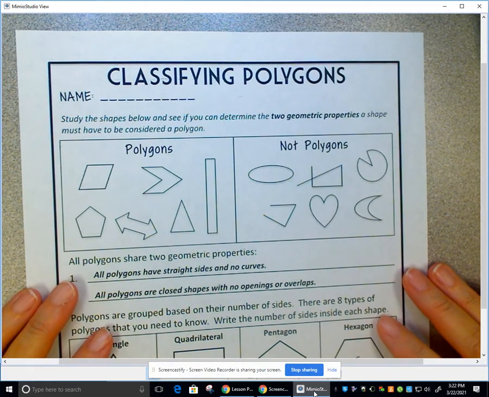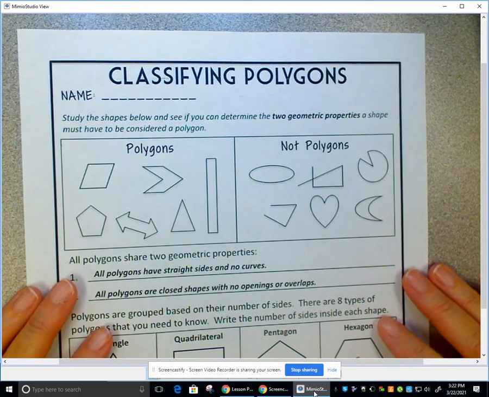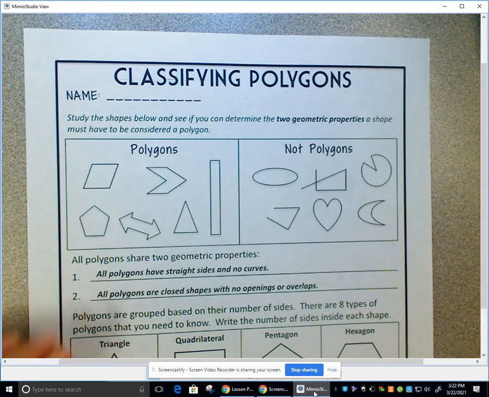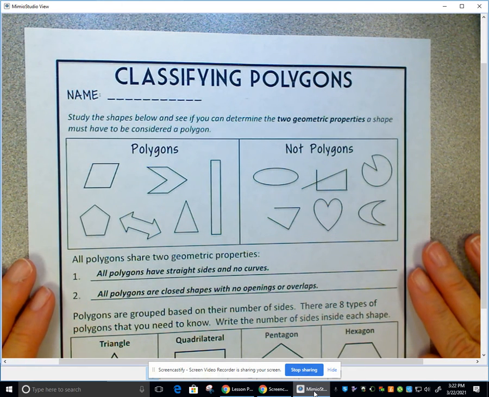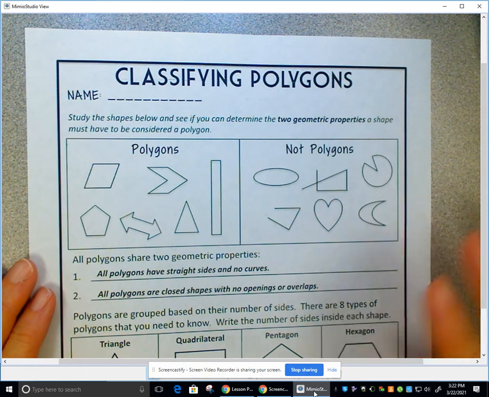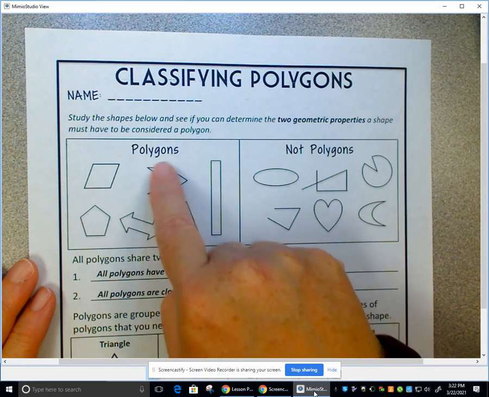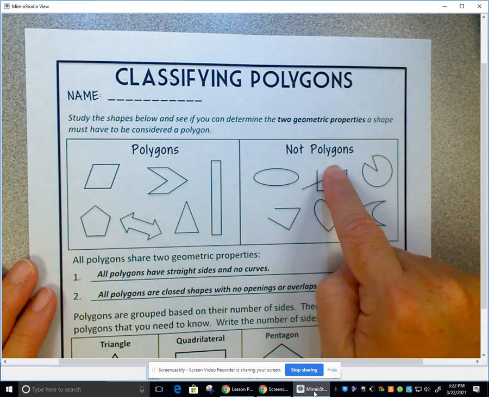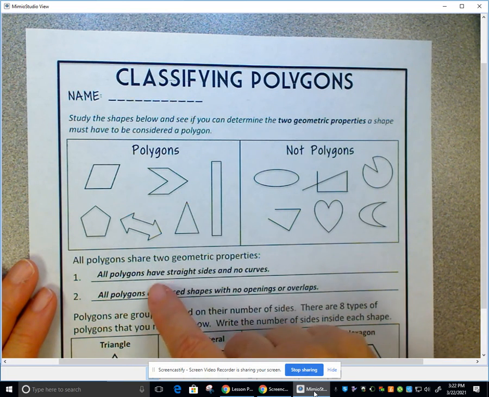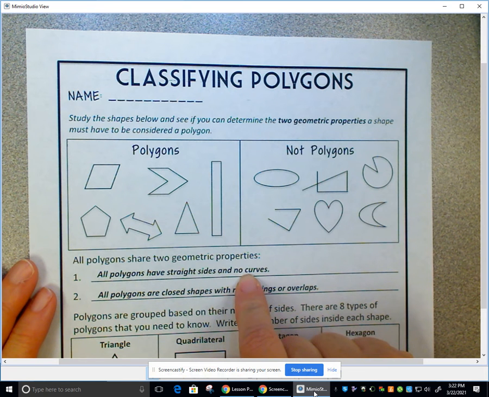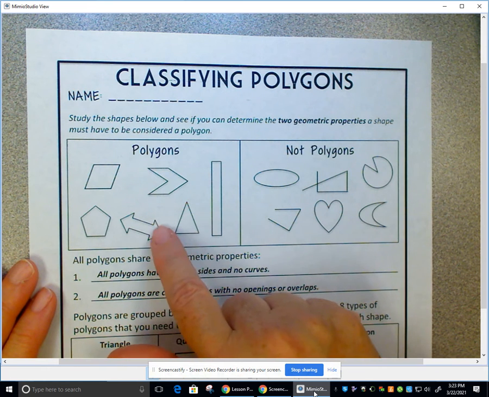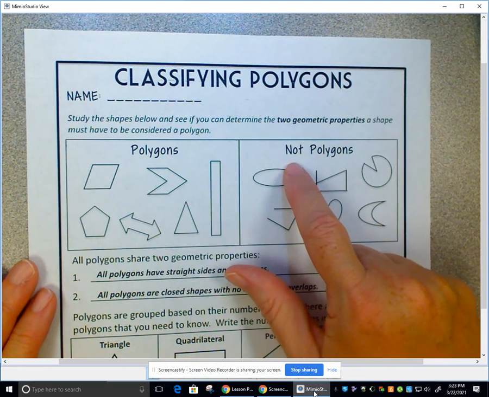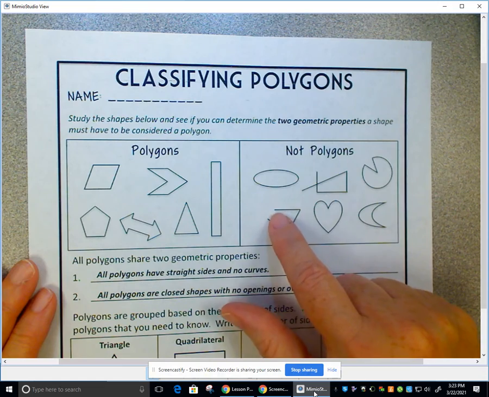We're doing our lesson today about polygons. Now, I just wanted to put this little handout here just to show you some examples. These figures in this box, these are polygons. These are not polygons. These are polygons because they all have straight sides and no curves, and they're all closed figures. As you can see over here, these are not polygons because they're curved or some of the figures are open.